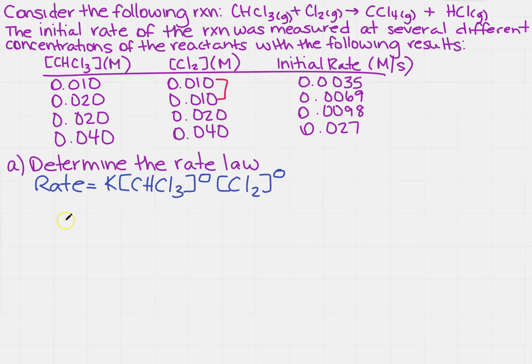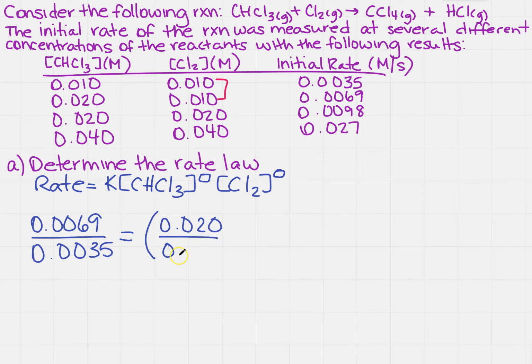Well, remember we take the rates and we're going to divide them. So I'm going to have 0.0069 divided by 0.0035. And that's going to equal, over here, 0.020 over 0.010 raised to the n. Now how did I know that? Because that's what we learned in class or in a lecture. So I just need to solve this equation, and when I divide over here, I'm going to get approximately 2 equals 2 to the n, so 1 equals n.